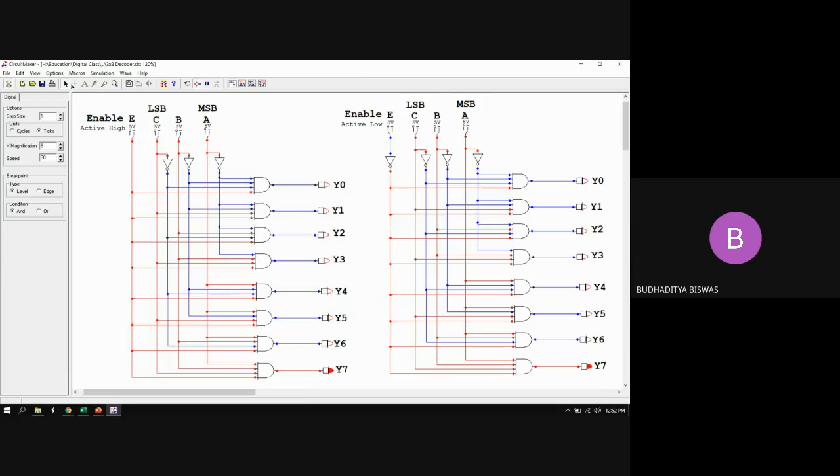Here you see, two circuits are there. Both the circuits are 3 to 8 decoders, but here we use the active high enable input. Here we use the active low enable input. What is the meaning of this active high and active low? It means that if in some device it is written active high, then the device is enabled when the enable input is high. And if it is written active low, then the device is enabled when the enable input is low.